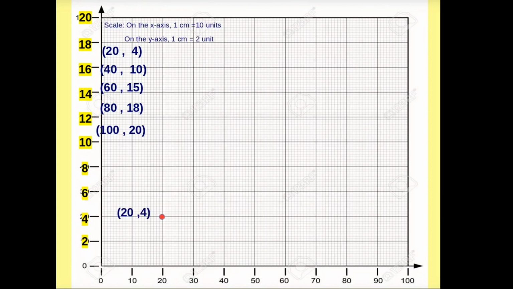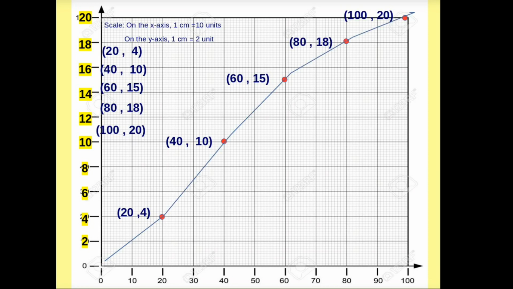Each point: 20, 4; 40, 10; 60, 15; 80, 18; and 100, 20. Now draw a smooth curve from first to second, second to third, third to fourth, fourth to fifth. In sequential order, you have to connect them with a simple smooth curve.